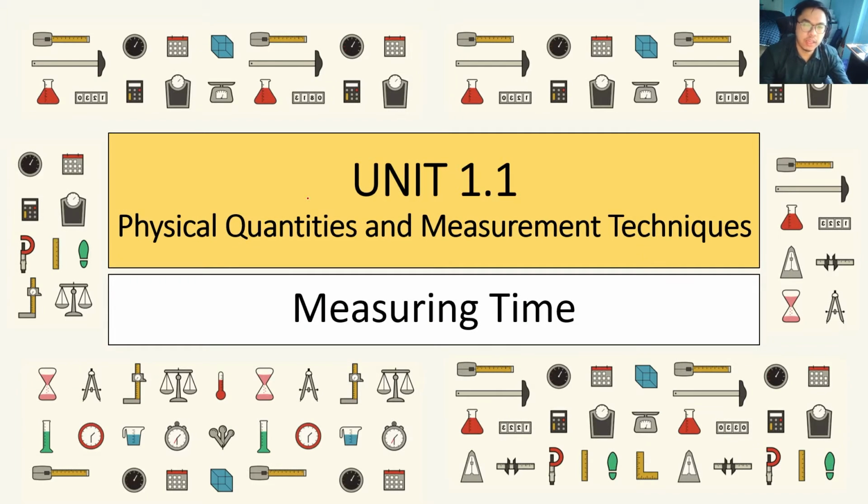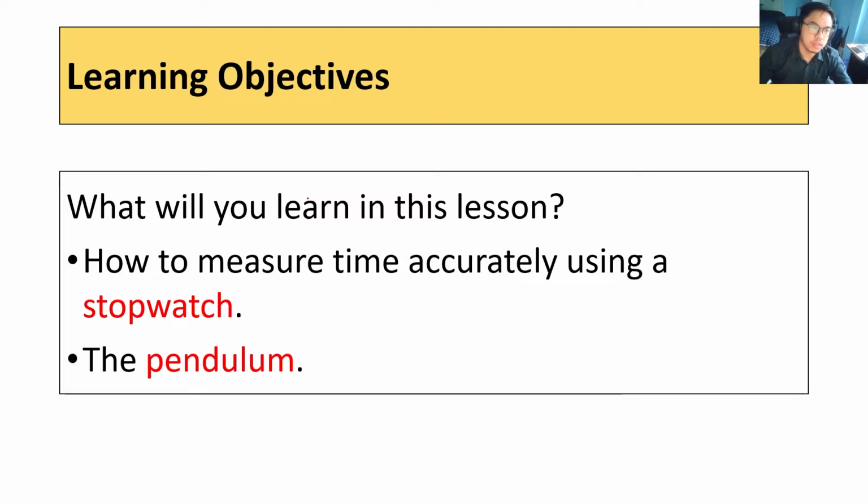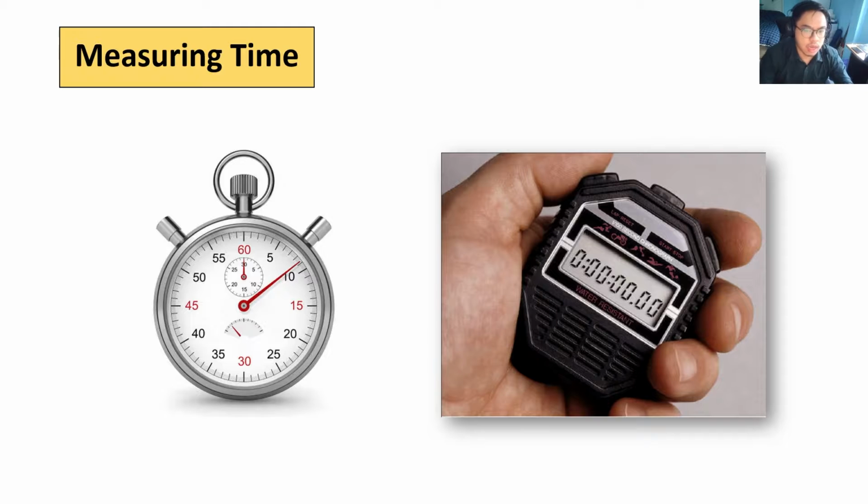Welcome back, everyone. And here is another lesson in physics. And for this lesson, we are going to talk about how we measure time in physics. So these are the learning objectives. We'll be specifically looking at how to measure time accurately using a stopwatch. And then we're going to look at a device or a tool that is normally associated to time, which is the pendulum.